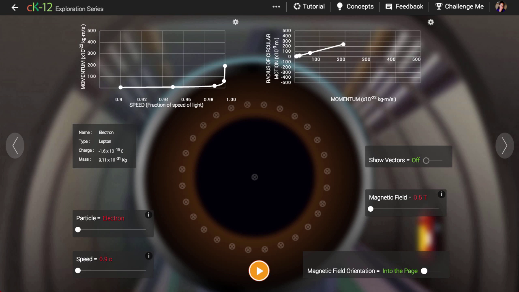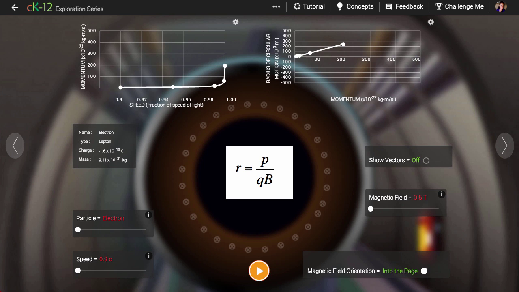The basic equation for the radius of motion of a charged particle is simple. The radius of motion can be calculated as the momentum of the particle divided by the product of its charge and the strength of the field. Let's talk through how that works.